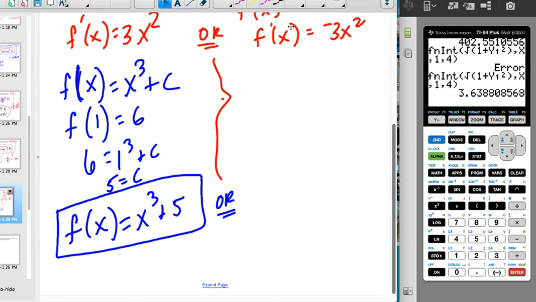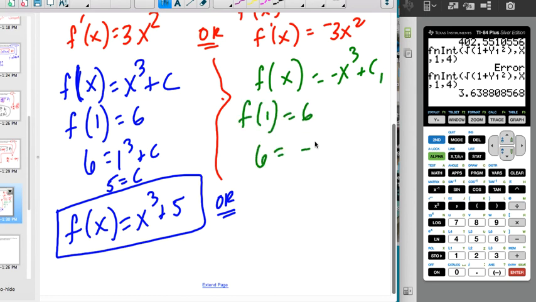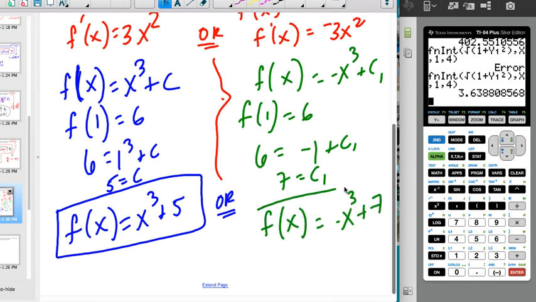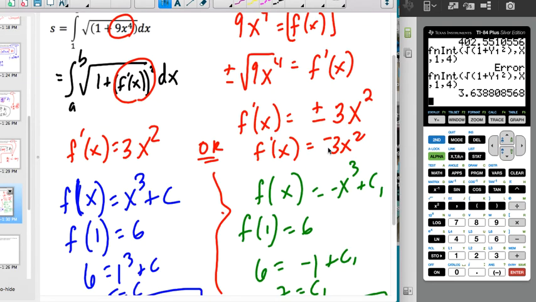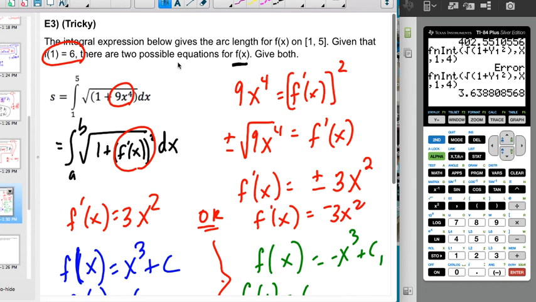Or the other option is, if I integrate this one, I get f of x equals negative x cubed plus, I'll call it c sub 1 because it's a different c. I know that f of 1 is 6. So 6 equals negative 1 plus c sub 1, so c sub 1 must be 7. So the other option is f of x is negative x cubed plus 7. In all likelihood, it's possible you'd see this as a free response and you'd have to do what I just did, where there are 2 possible answers. There's 2 possible equations, and you're giving both.